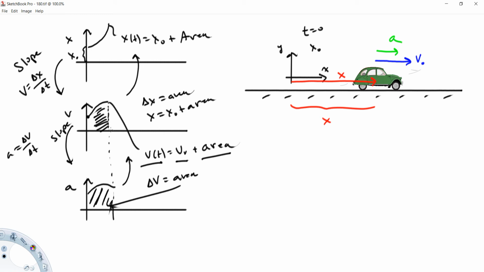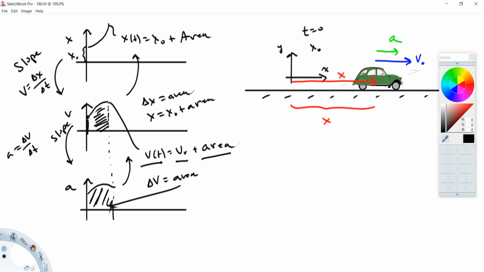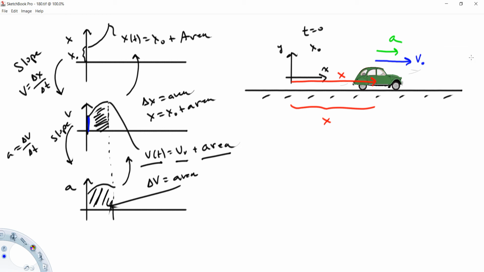This v of t is representing the velocity at this instant. And that's going to equal the initial velocity of the car, which is this distance on the graph, and that's this vector here in my picture. If I take my initial velocity and I add my change in velocity, I'd have my new velocity. And that change in velocity, again, is coming from the area under this acceleration graph.